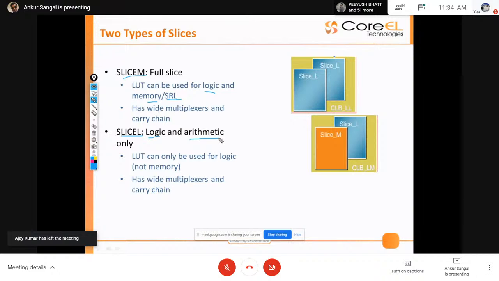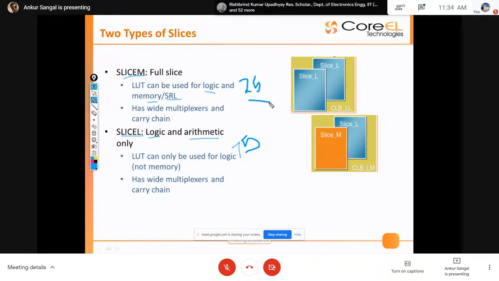Only 2 types of operations you can perform with the help of slice L. Each and every device has slice L. It is 75% slice L and 25% slice M. This is the average ratio. Maybe 1 or 2, from here to here, it is a different scenario. But generally slice M is 25% and slice L is near about 75%. So this is the ratio of slice M and slice L.